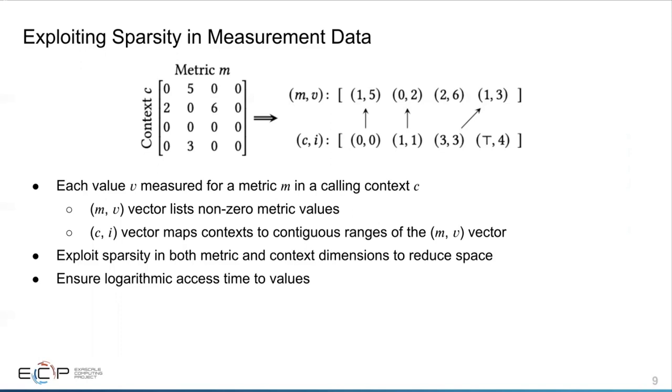As you may notice, we actually exploited the sparsity in both the metric dimension and the context dimension. For metrics, we only recorded those non-zero values in the first vector. And for context, we only recorded non-empty context in the second vector. For example, context 2 here has all zeros. There's no non-zero value, so in the second vector, we're not recording it. And also with binary search, we can ensure logarithmic access time to all the values.